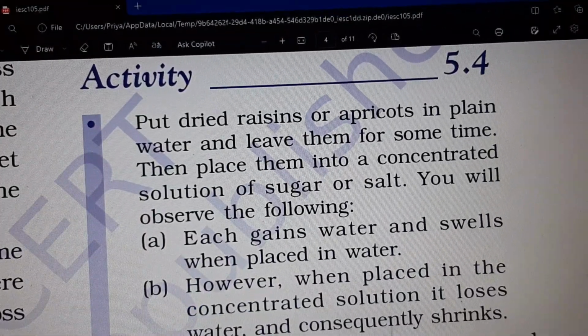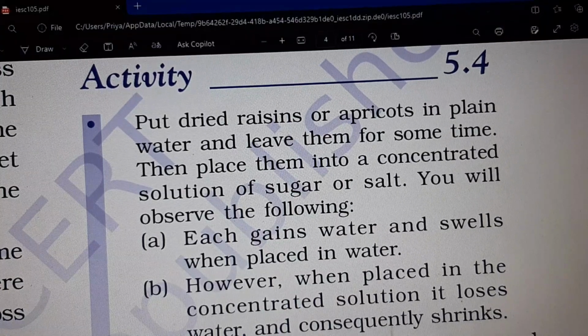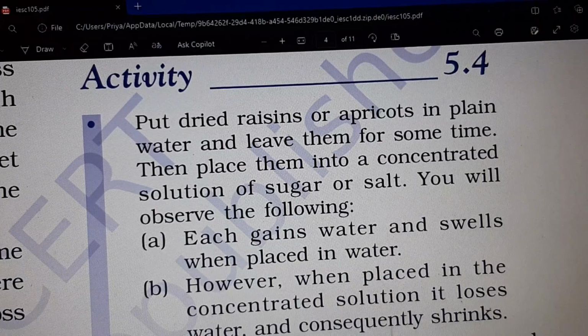Activity: put dried raisins or apricots in plain water and leave them for some time. Then place them into a concentrated solution of sugar or salt. You will observe the following. Each gains water and swells when placed in water. However, when placed in concentrated solution, it loses water and shrinks.